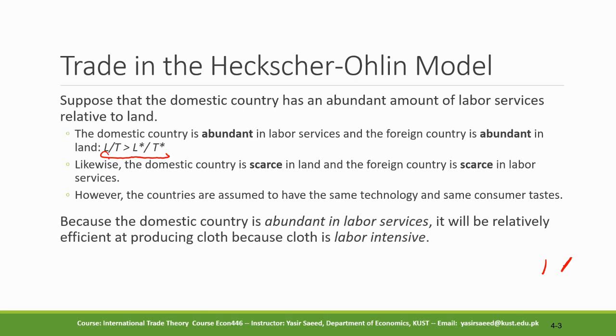Now, because the domestic country is abundant in labor services, it will be relatively efficient at producing cloth because cloth is labor intensive. What about the foreign country? The foreign country is abundant in land resources, therefore it will produce those goods which use land more intensively. In our example, that is food.